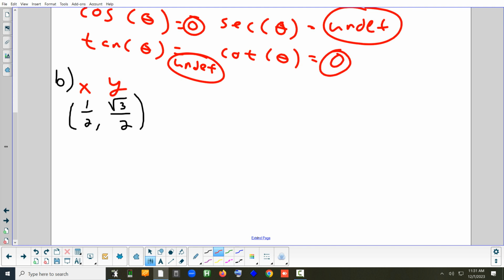So now, what's the angle that represents? Who cares? The thing that you need is the location. That's what helps you do unit circle trig. Okay, let's start with the sine. What's the sine of the angle that's represented by this coordinate? Yep. Square root of 3 over 2.